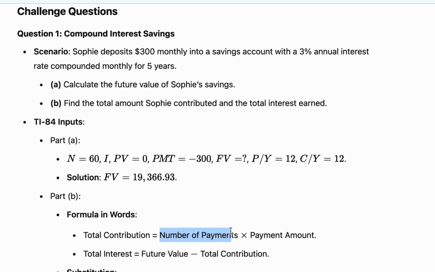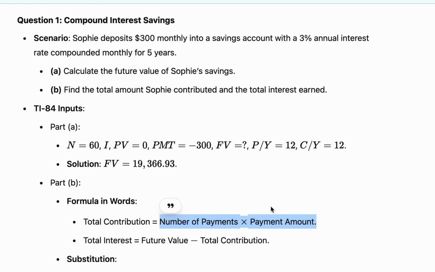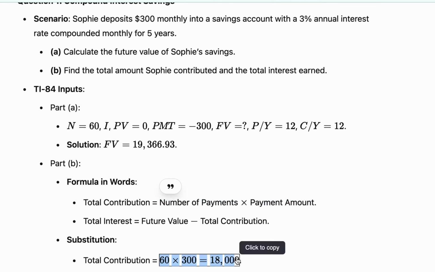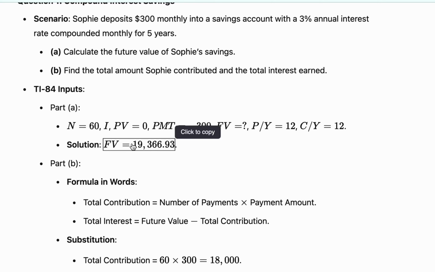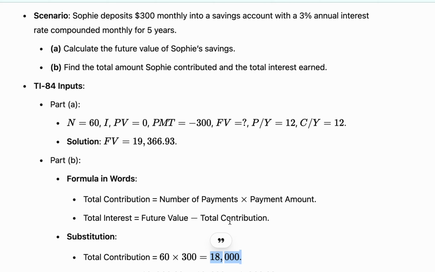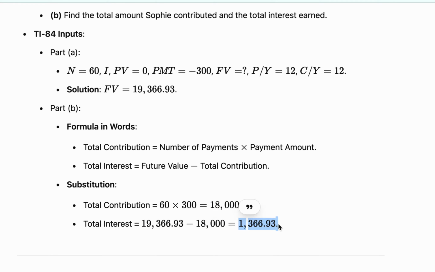So the number of payments is obviously 60. The payment amount is obviously going to be 300. So you are just going to do 60 times 300, which you can see is 18,000. Once we have done that, we want to do the total interest. So we can see for the total interest, it's going to be the difference between the future value, which is 19,366.93, minus the total contribution of the 18,000. So that is how much interest she's had to pay on this. So you subtract them, getting this answer.